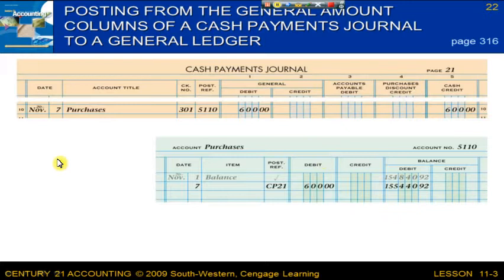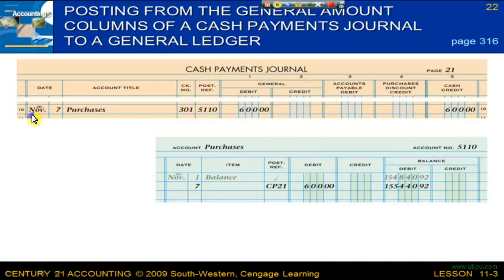Okay, we're going to post from the general amount columns of our cash payments journal to the general ledger. Remember, we have our special account columns such as accounts payable, our purchases discount, and our cash. Those special ones we will only post at the end of the month, but everything in our general columns has to be posted individually.